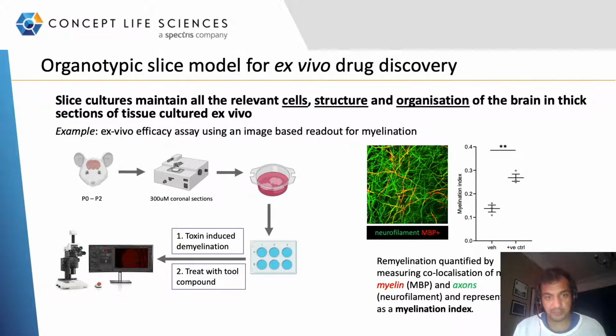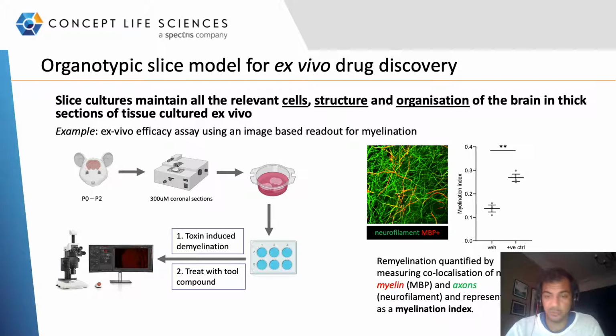And at the end of the study, we fix the slices, stain with antibodies against MBP and neurofilament, and expose to confocal imaging and automated image analysis pipelines. An example of the data is shown here on the right hand side, where the axons are highlighted in green with neurofilament staining, and the newly generated myelin is shown here in red, MBP.